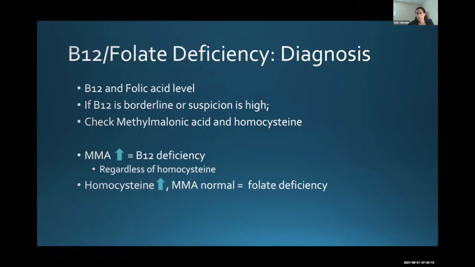And we're usually checking both B12 and folic acid levels to identify and diagnose these. Those numbers, just like we said with those iron tests, aren't perfect. And so if we get a normal B12 level, but it's borderline or we really have a high level of suspicion that this is B12 deficiency, checking additional tests with the methylmalonic acid and homocysteine can be helpful. Methylmalonic acid should be elevated in the setting of B12 deficiency, regardless of what the homocysteine looks like. And homocysteine is typically elevated with folate deficiencies. If the MMA is normal, then there usually is not a concomitant B12 deficiency.